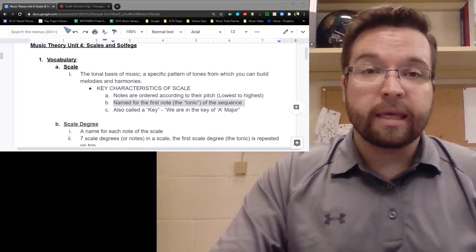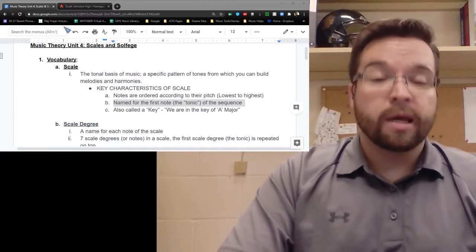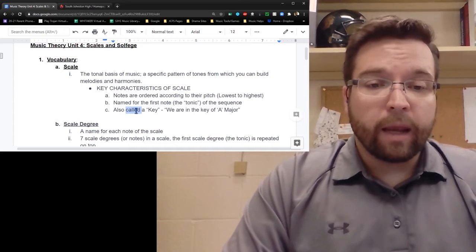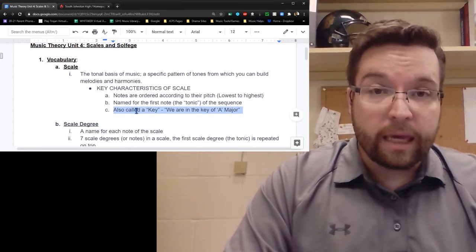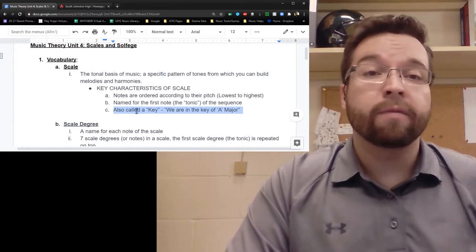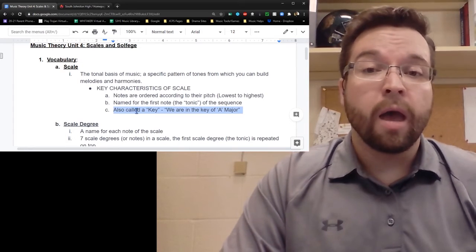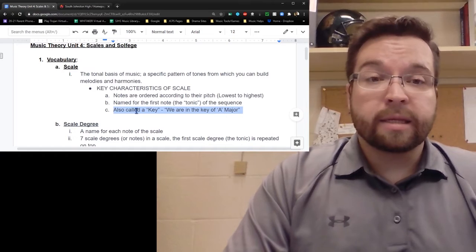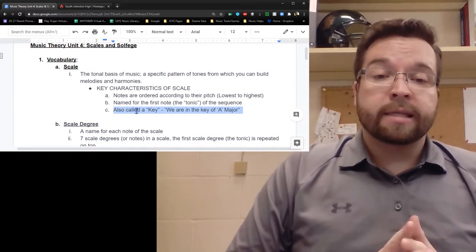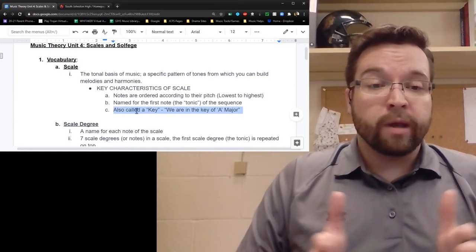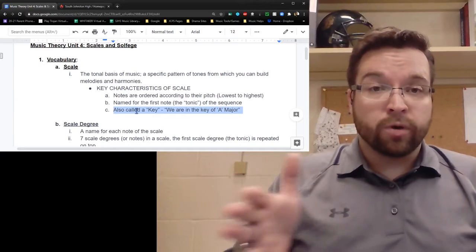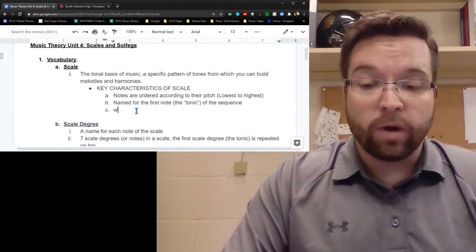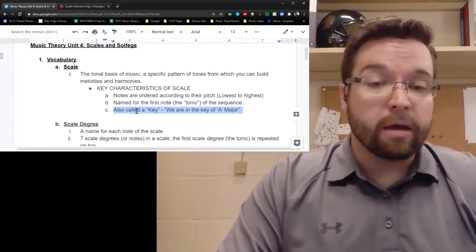This scale is in the key of A because it starts on that pitch, the note A. We also call a scale a key. It's just another way of saying it, like the key of C. So if you hear other musicians or vocalists say, I need this to be in a certain key, they're asking for a piece of music to be written within a scale, within a certain range of specific notes and pitches. That is what a key or a scale is.